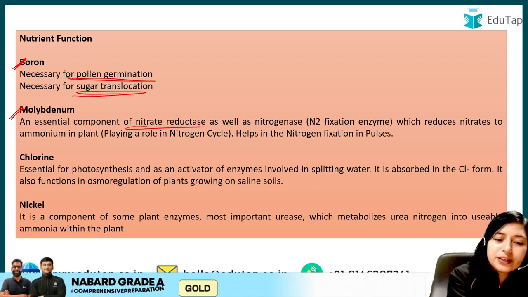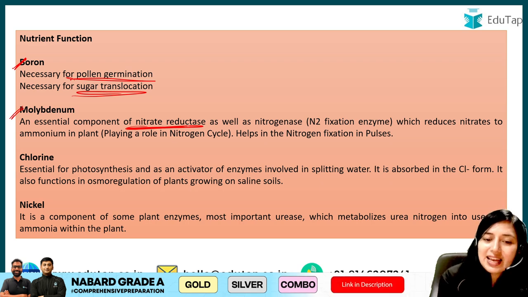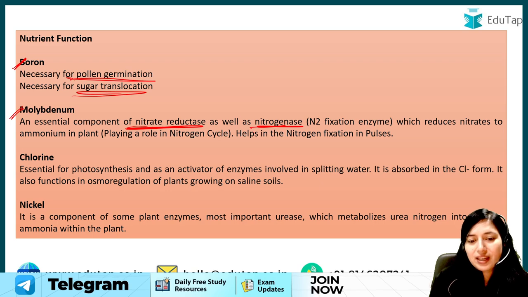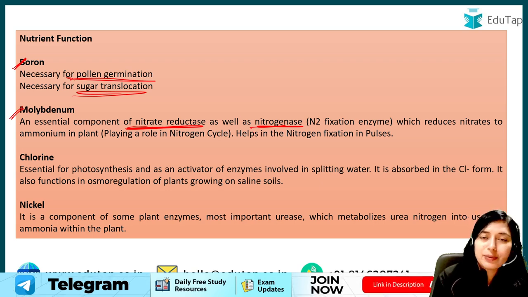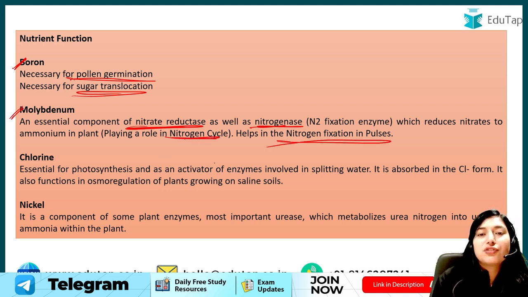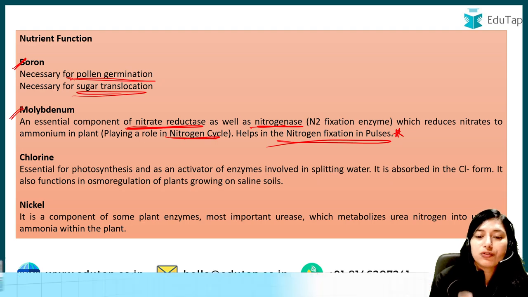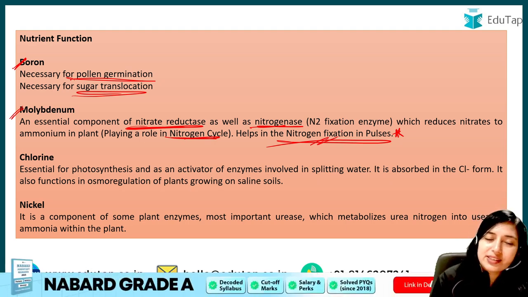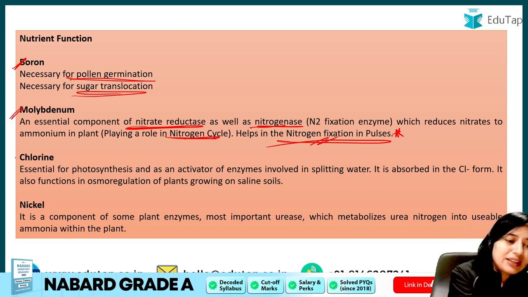it is an important component of nitrate reductase as well as nitrogenase, ठीक है, which is N2 fixing enzyme. So it plays a very important role in the nitrogen cycle and helps in nitrogen fixation in pulses, ठीक है। ये आपने याद रखना है। Molybdenum is a very important part of the nitrogen cycle and helps in nitrogen fixation in pulses, ठीक है। Then we have chlorine.